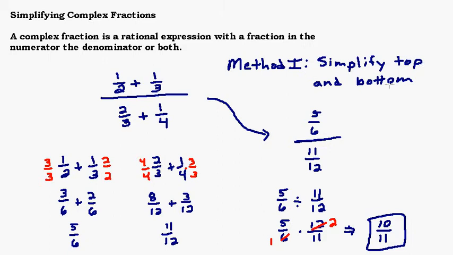Method 1, simplify the top and bottom. I guess that would be the first step, and then the second step would be to divide, because when you have this fraction bar here, that's basically meaning to divide. That's sort of a just go at it straightforward method. Take one little chunk, simplify it, take another chunk, simplify it. Alright, nothing too fancy going on there.